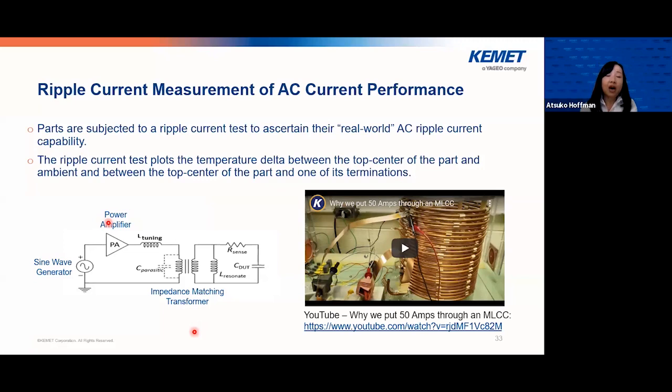And then, how we do ripple current measurement, we have a YouTube video. It's about 7 minutes video, and it's pretty easy to understand. So if you have a chance, please take a look at it.